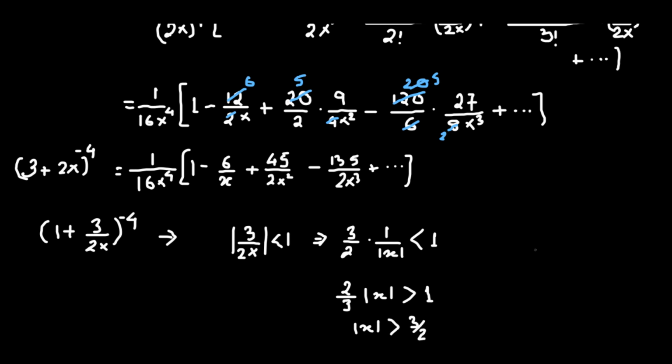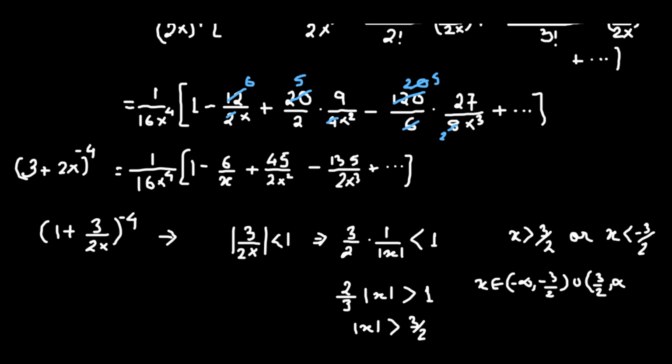So in other words, x must be greater than 3 over 2, or it should be less than negative 3 over 2. So the accepted range of values for x will be all the way from negative infinity up to negative 3 over 2, union from 3 over 2 all the way up to positive infinity. So for these particular values of x, the given expansion will be valid. Let's move on to the next question.